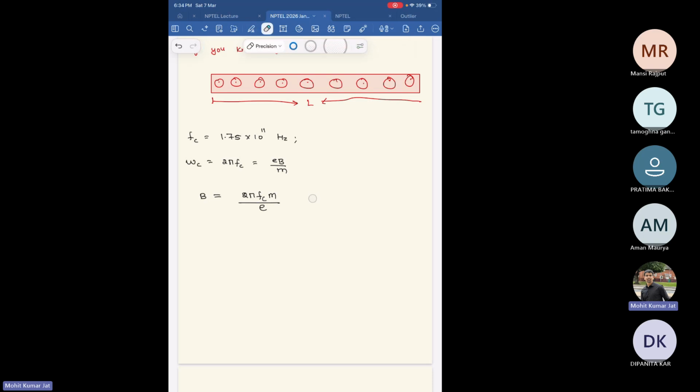and this gives you eB equals 2 × 22/7, or 3.14, × Fc, which is 1.75 × 10^11, times the mass of the electron, which is 9.1 × 10^-31 kg. So the dimension of it will be joule second per meter squared. So eB will be nothing but 100.1 × 10^-20.